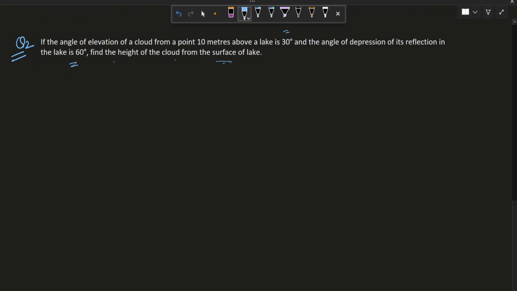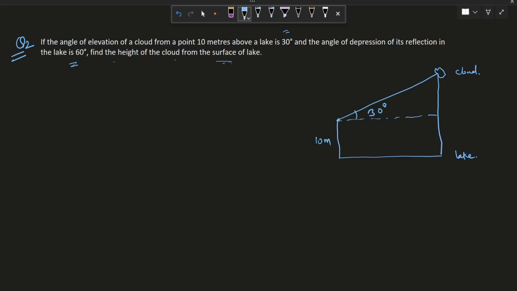First thing is to make the figure. So you have the lake surface. Let's just draw. This is your lake, the surface of the lake. The angle of elevation of a cloud from a point 10 meter above. So you go 10 meter above the lake, then the angle of elevation of a cloud. Let's say the cloud is over here. This is your cloud. From here its angle of elevation is given as 30 degree. Clear? Fine. So over here this much is 10 meter. Now the cloud is some height above the lake's surface, this much. Let's say this height I do not know. I'll just name it later on.